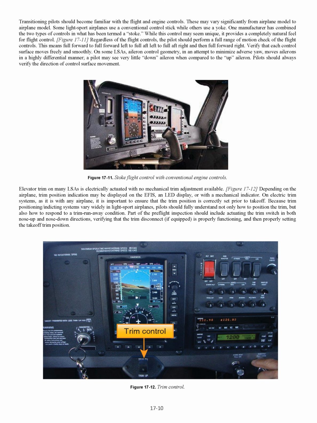Transitioning pilots should become familiar with the flight and engine controls. These may vary significantly from airplane model to airplane model. Some light sport airplanes use a conventional control stick while others use a yoke. One manufacturer has combined the two types of controls in what has been termed a stoke. While this control may seem unique, it provides a completely natural feel for flight control. Regardless of the flight controls, the pilot should perform a full range of motion check of the flight controls. This means full forward to full forward left, to full aft left, to full aft right, and then full forward right. Verify that each control surface moves freely and smoothly.